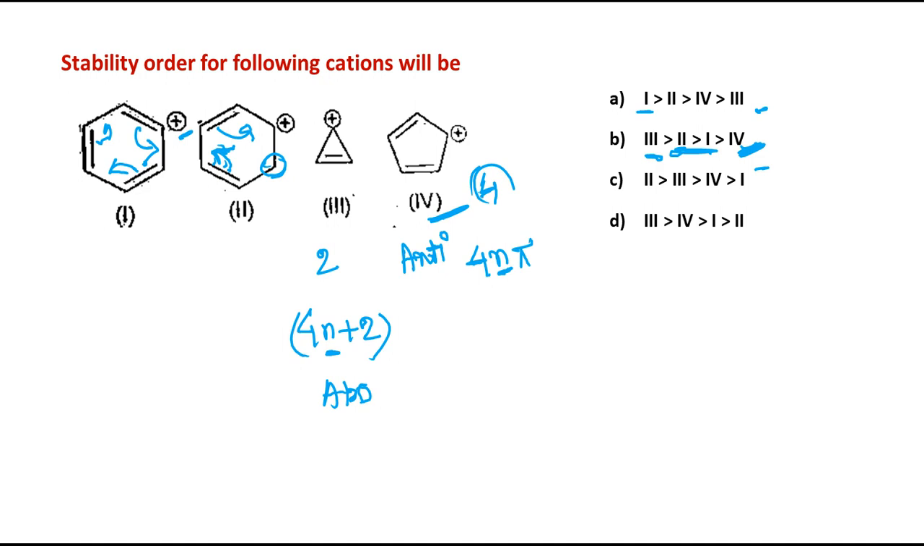Okay, it is still aromatic, because 6 pi electrons are present according to 4n plus 2, where n is 1. It is cyclic, full conjugation is present, it is flat. So all the factors for aromaticity are present here. So that is why it will also be aromatic.